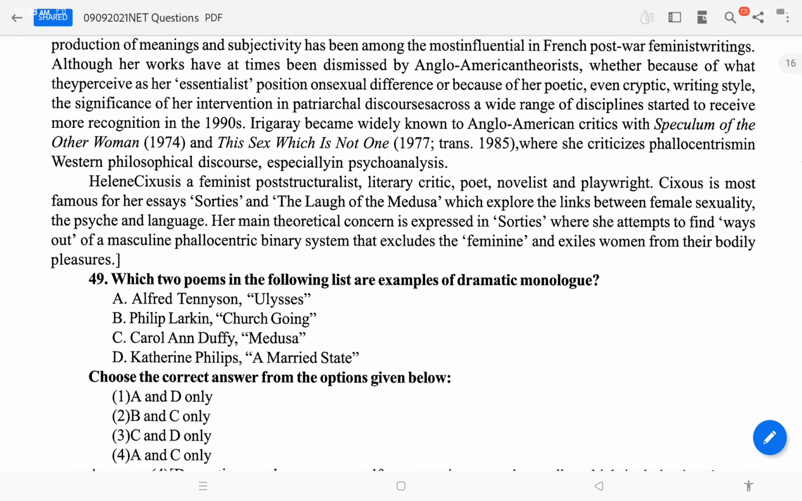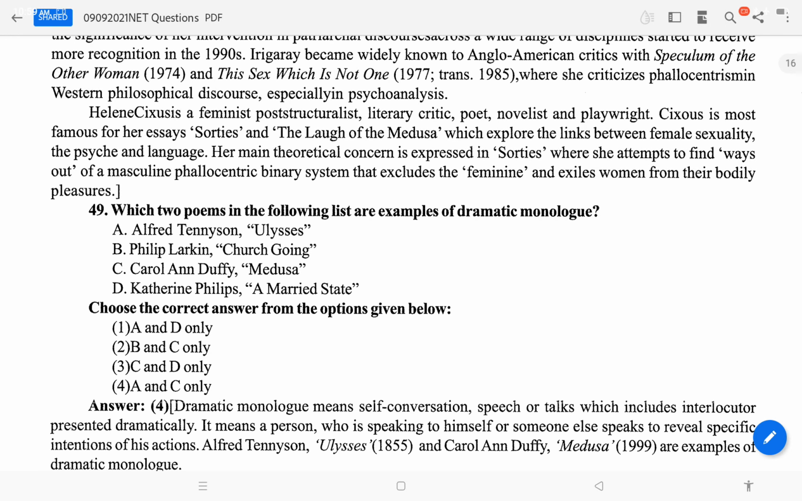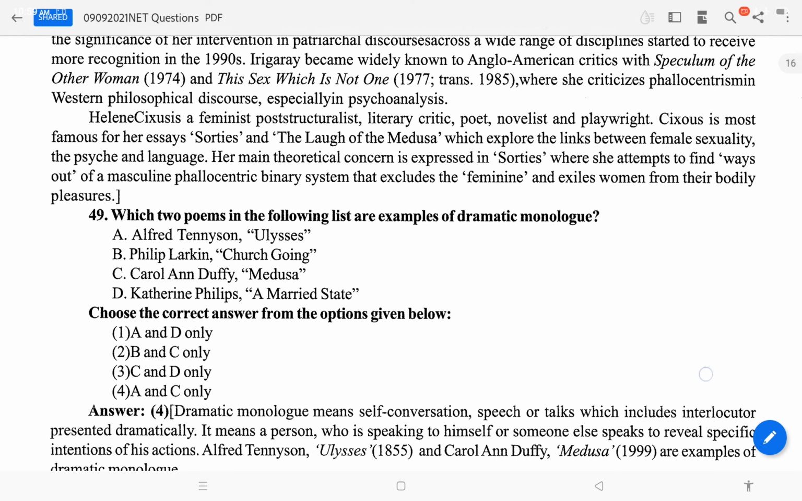Hélène Cixous, a feminist, post-structuralist literary critic, poet, novelist, and playwright, is most famous for her essay "The Laugh of the Medusa," which explores the links between female sexuality, psyche, and language. Her main theoretical concern is expressed in this work, where she attempts to find ways out of a masculine phallocentric binary system that excludes the feminine and exiles women from their bodily pleasure.